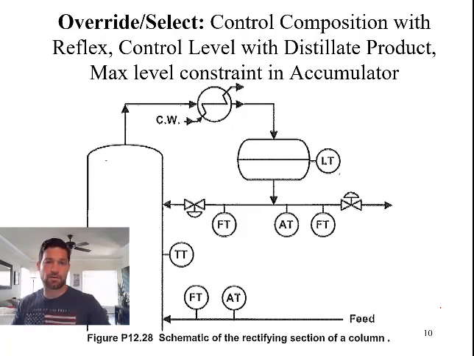Okay, so let's look at what we have here. We want to control the composition of the distillate product with the reflux control valve. We want to control the level with the distillate product flow. And then we have a max level constraint on the accumulator. Okay, so pause the video, set up these different loops, and we'll come back in just a minute.